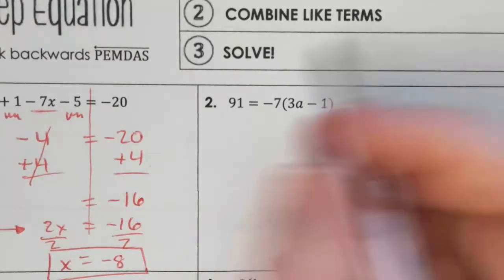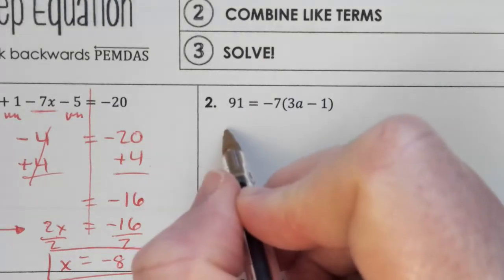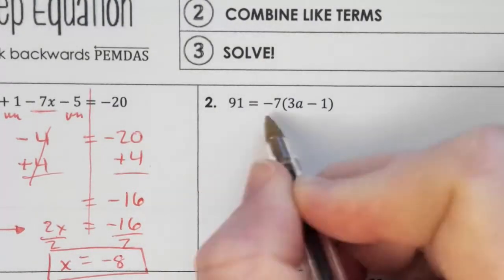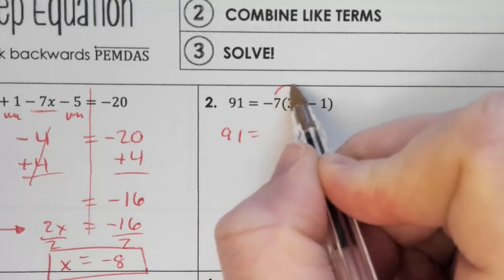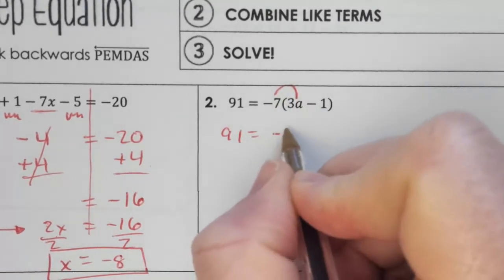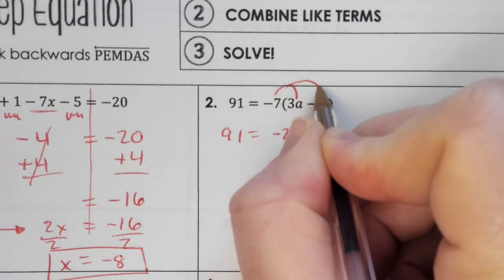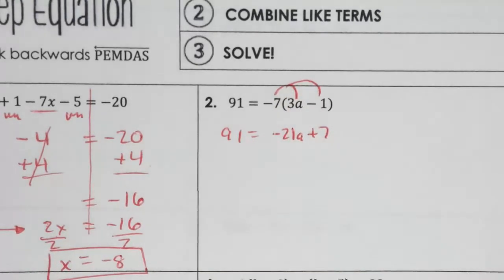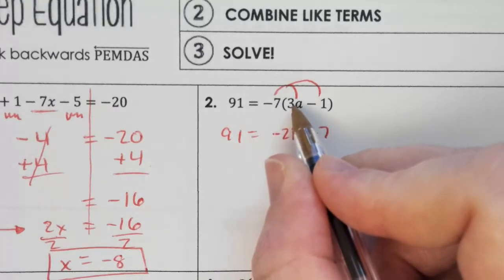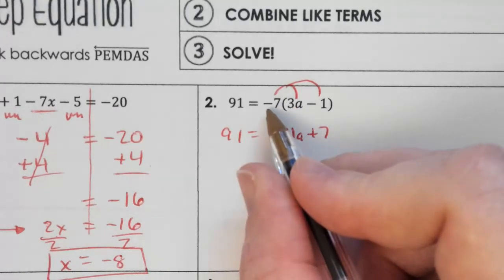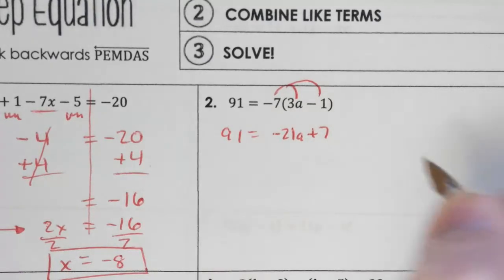Okay, number 2. First of all, we have to get rid of the parentheses. So this 91 equals, I'm going to distribute here. That'd be negative 21a. And I distribute here, that'd be positive 7. So negative 7 times positive 3a is negative 21a. Negative 7 times negative 1 is a positive 7.